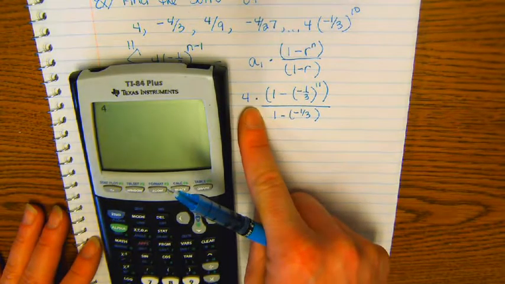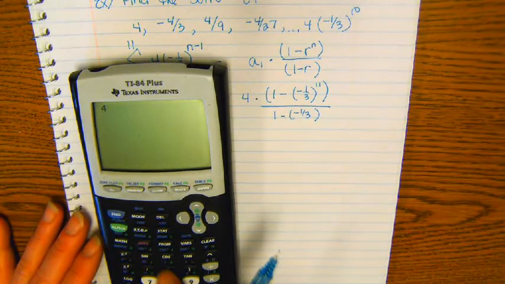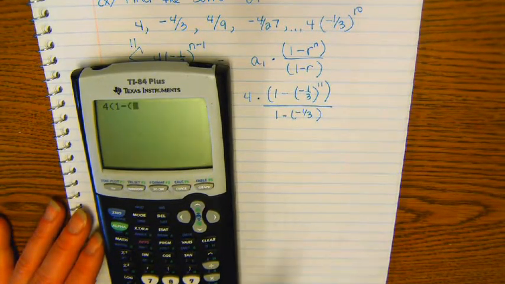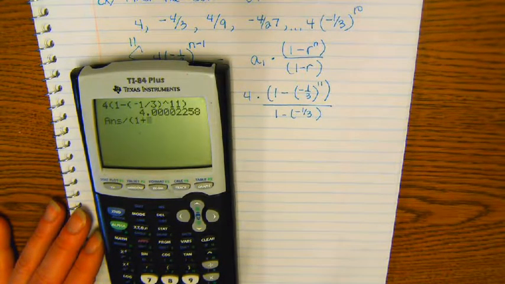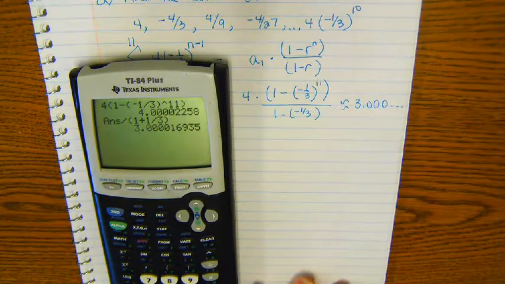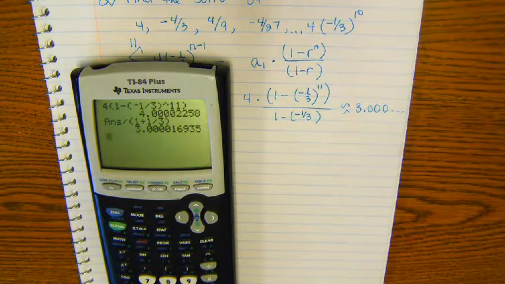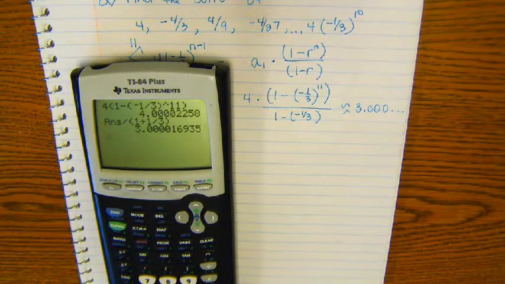So I'm going to just do this. By the way, if a 4 is in front, that's the same thing as being on top. I'm going to first do the numerator, and then I'm going to divide it by the denominator. So that's the top. And then on the bottom, divided by 1 minus a negative 1/3 or plus 1/3. And we get that it's approximately 3. Interesting, okay. Now, it isn't exactly 3, because there's that 16935 after that, so I'm just going to put those dots there to indicate that it's not exactly 3.